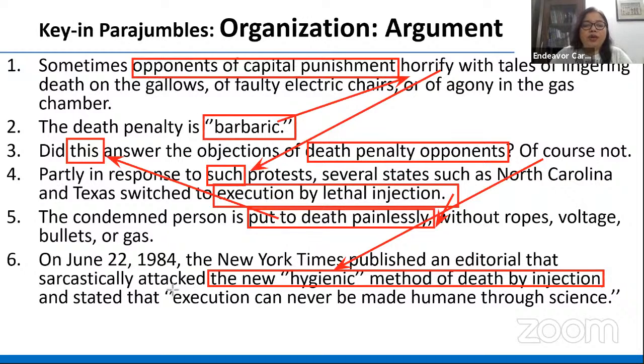We believe you can never kill a person. Killing a human being can never be made humane. We are against the very killing process. It is not that we are against the method of killing. We are against capital punishment itself.